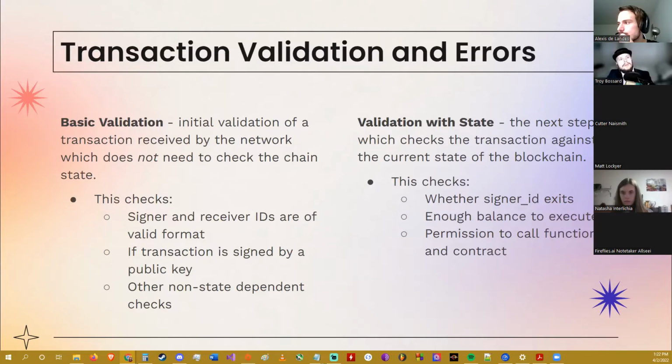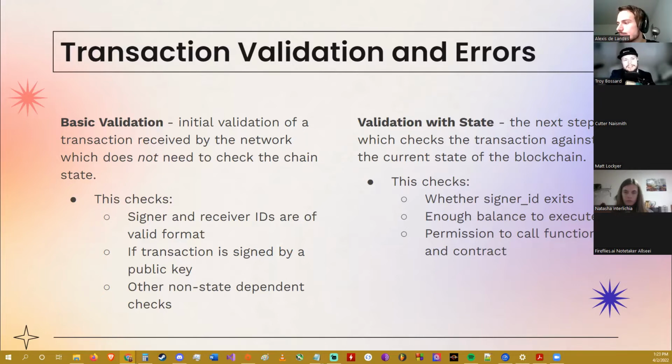So you may be wondering, how are transactions validated and errors checked on the Near protocol? Well, there's basically two steps that it goes through. The first step is called basic validation, the initial validation of a transaction received by the network. The important distinction here is that basic validation does not check the state of the blockchain. It checks for things specifically such as that the signer and receiver IDs are of the valid format, if the transaction is signed by a public key, and other non-state dependent checks.